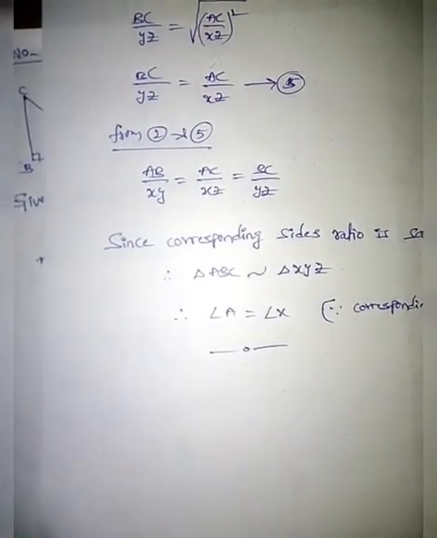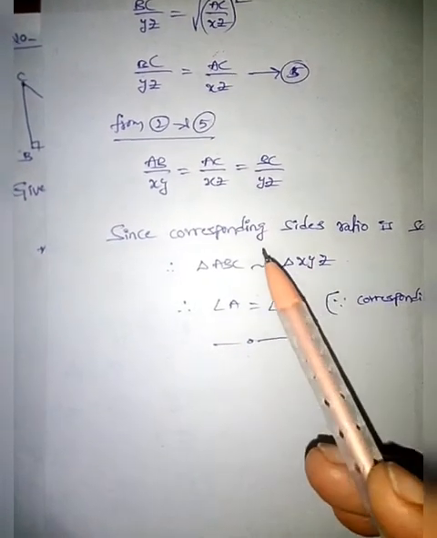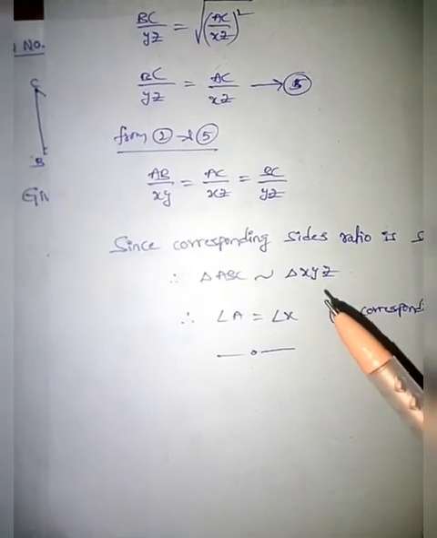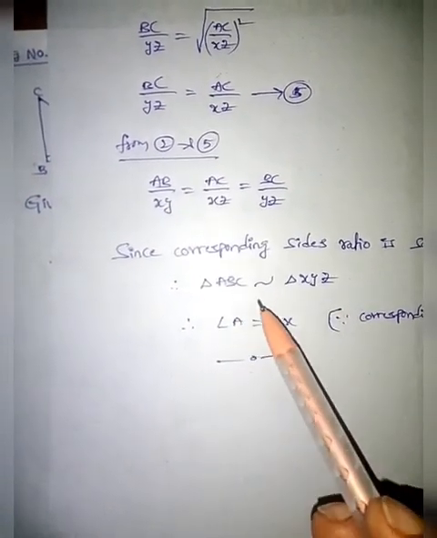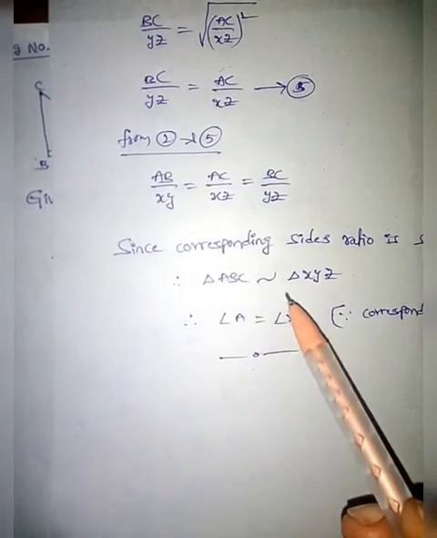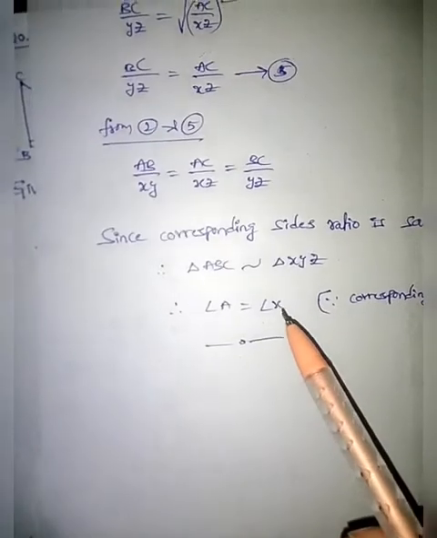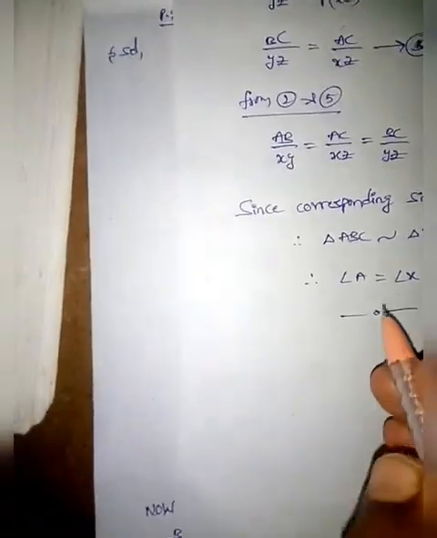Children, you know that if two triangles are similar, then corresponding angles are also equal. So angle A corresponds to angle X, angle B corresponds to angle Y, and angle C corresponds to angle Z. That's why angle A is equal to angle X. I write the reason also: since corresponding angles. So hence proved.